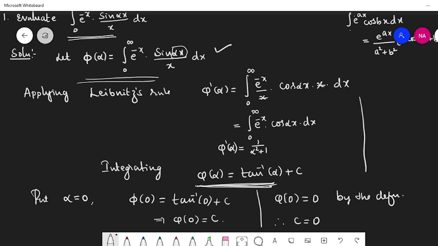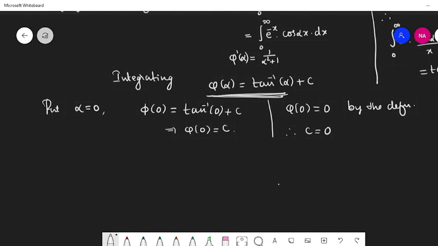So I'll write here only. Therefore, integral 0 to infinity e power minus x sin alpha x by x dx is equal to tan inverse of alpha. This is what we need to prove. So this is the first problem.